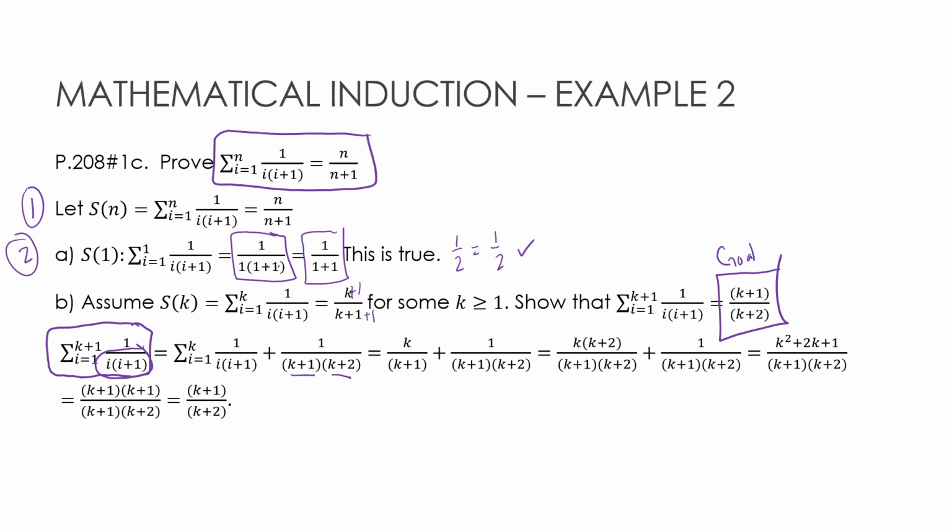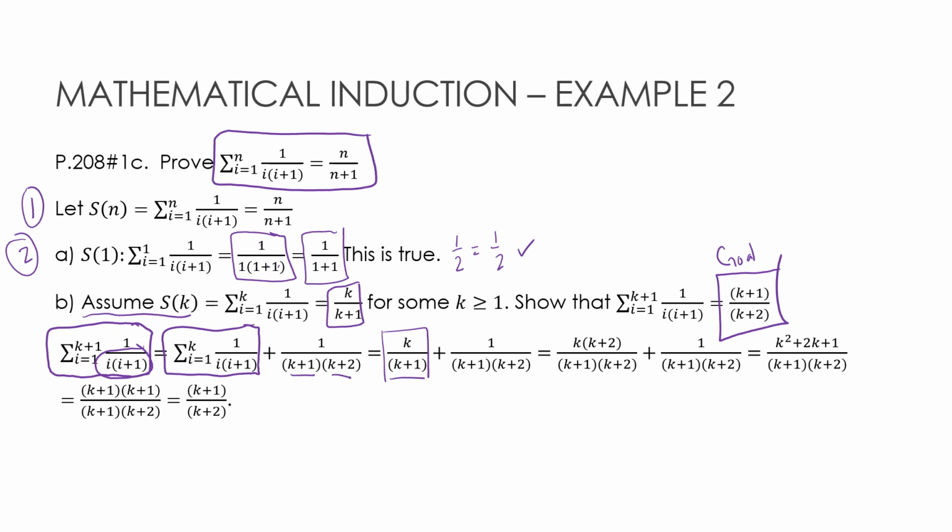Well, I know that this guy is equal to k over k plus 1. And I know that because I said assume that this is true. So notice that's all I did on my next step: I replaced that with k over k plus 1. I left the other guy by itself.